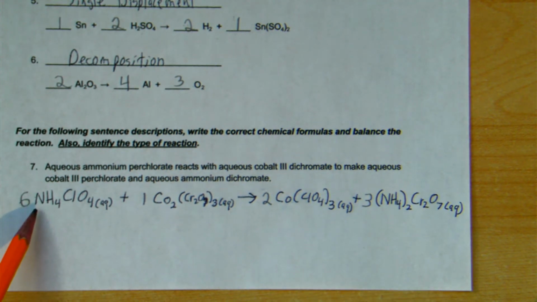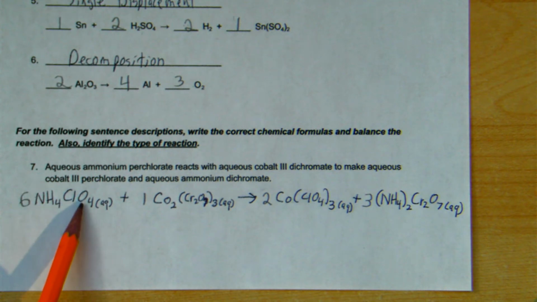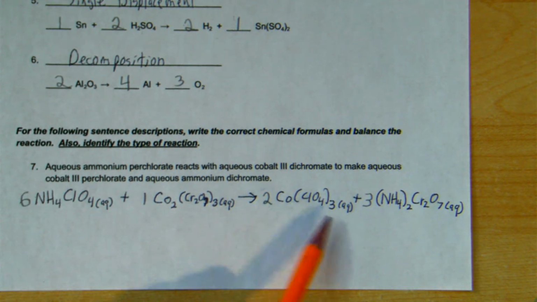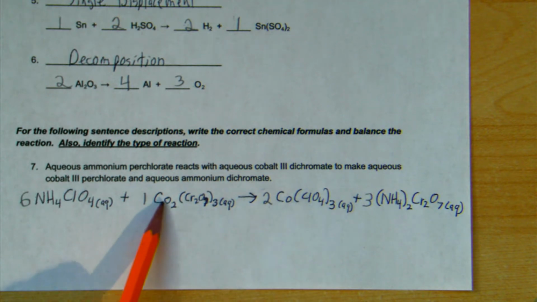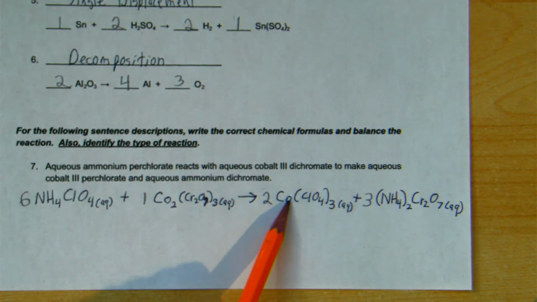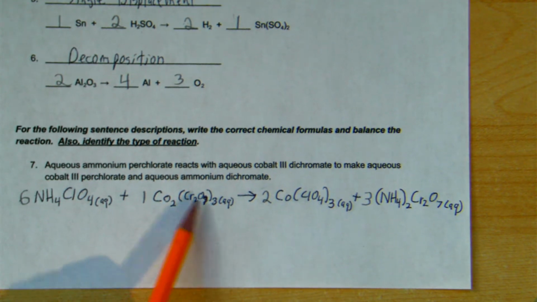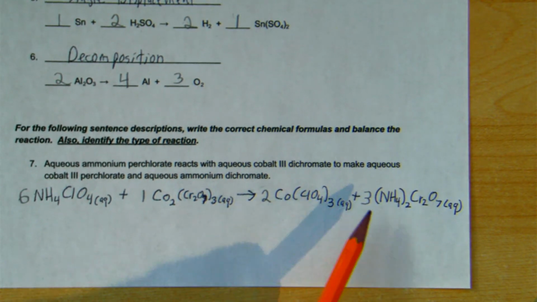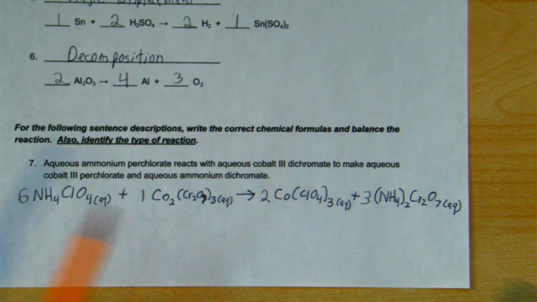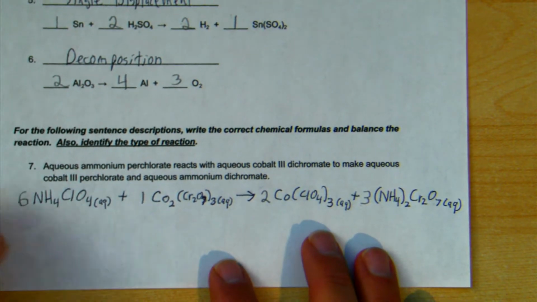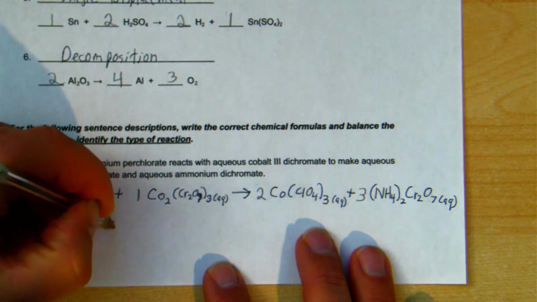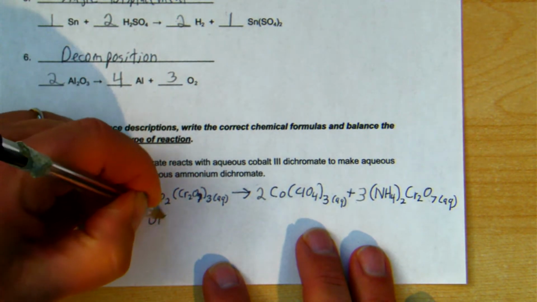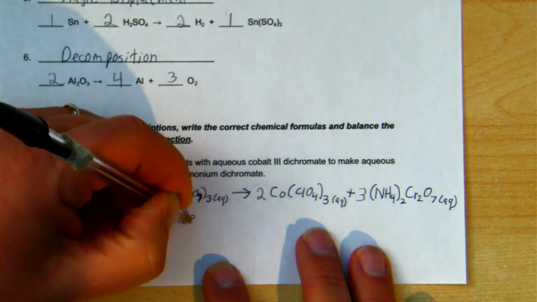6 ammoniums on the left, 6 ammoniums on the right. 6 perchlorates on the left, 6 perchlorates on the right. 2 cobalts on the left, 2 cobalts on the right. 3 dichromates on the left, 3 dichromates on the right. This is now balanced. And finally, identifying the type of the reaction, I would classify this as a double displacement reaction.